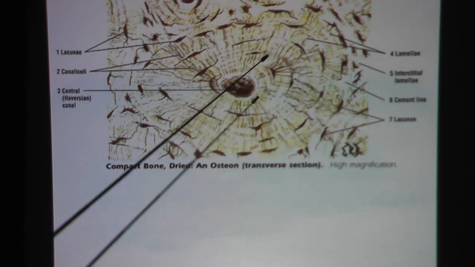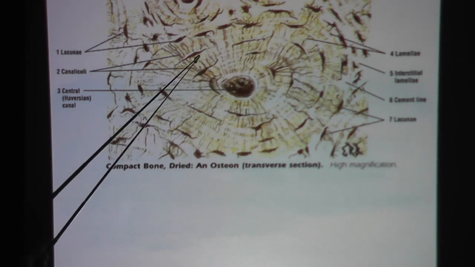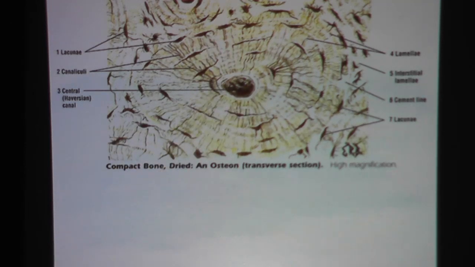And in each of these rings, you see the lacuna. Okay, all of these dark spaces, that would be lacuna. And it's in the lacuna that we have osteocytes. Now, in this view, there's going to be another new word I want to introduce.